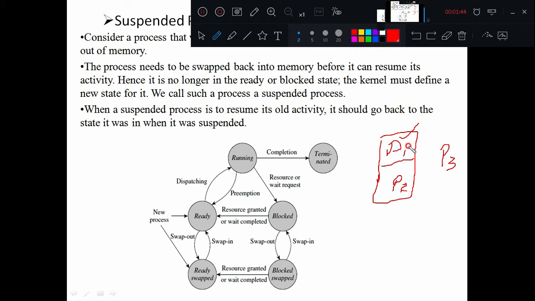The first one is that P1 has to be removed from the memory. Let us say this is the main memory, and P3 is in the secondary memory. If the operating system wants to schedule that particular process, it has to be brought from the secondary memory to main memory. Then only the operating system can select it for scheduling. So first, the operating system has to remove process P1 from the main memory. That is called the swapped out process. P1 is swapped out from the main memory.